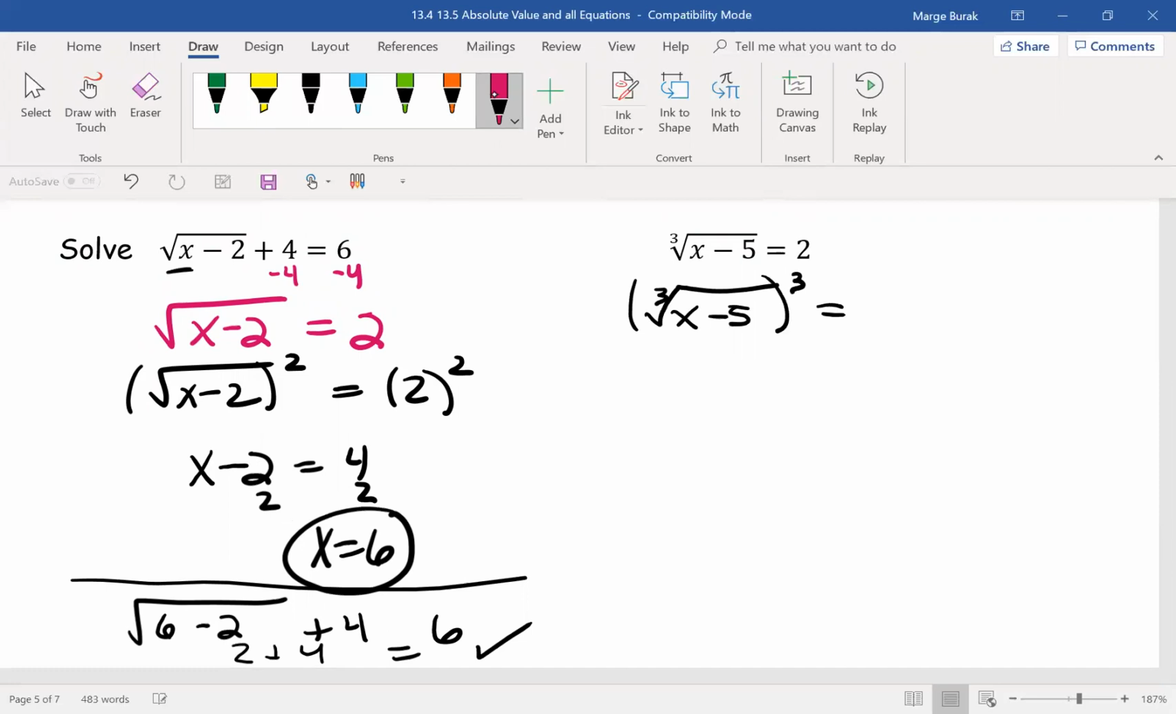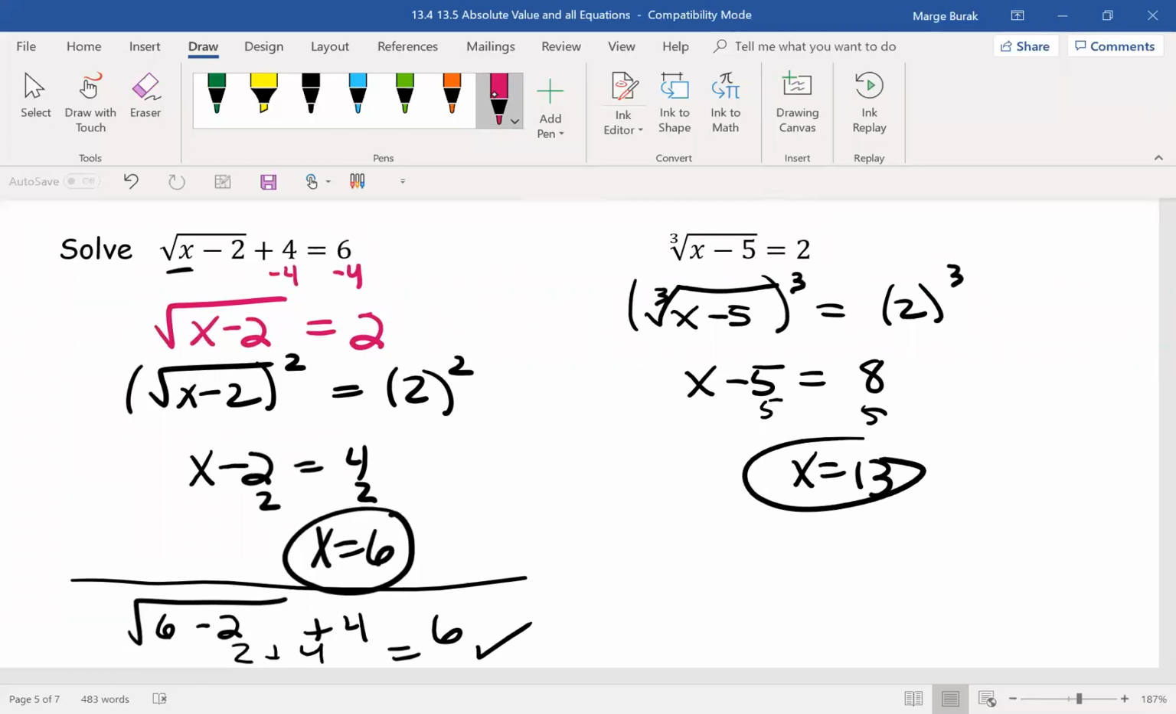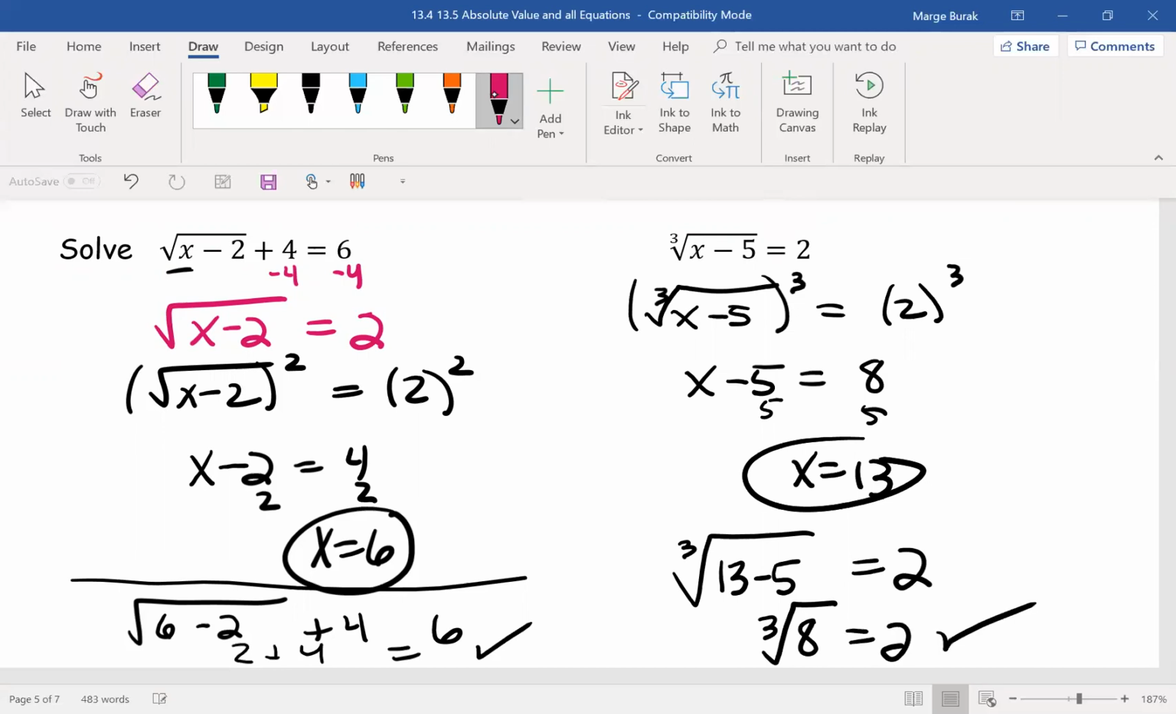All right, now this one is a cube root, so we're going to cube both sides, to the third power, because a cube root and a cube undo each other. So we get x minus 5, and 2 times 2 times 2 is 8. Then we can add 5 to both sides and we get 13. So let's check that. Is the cube root of 13 take away 5 equal to 2? Well, the cube root of 8 is 2, and that checks.